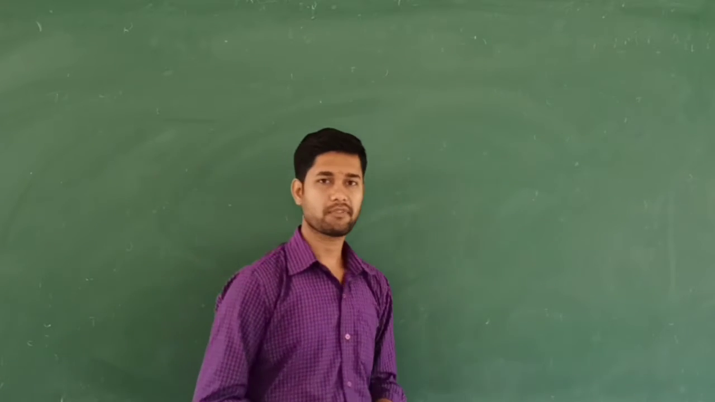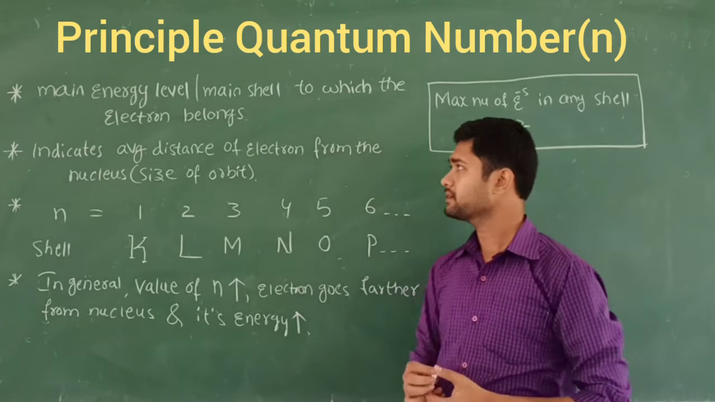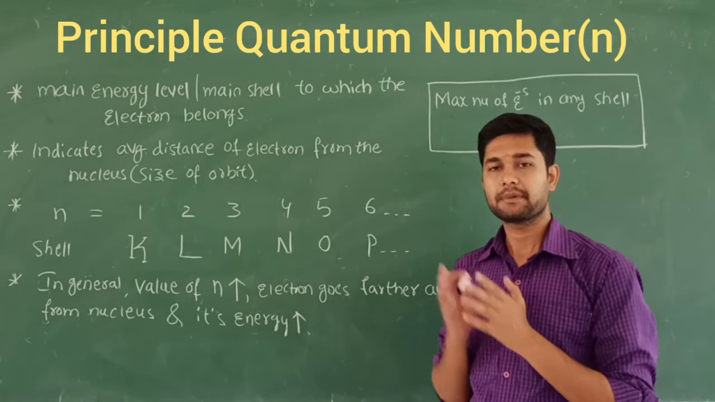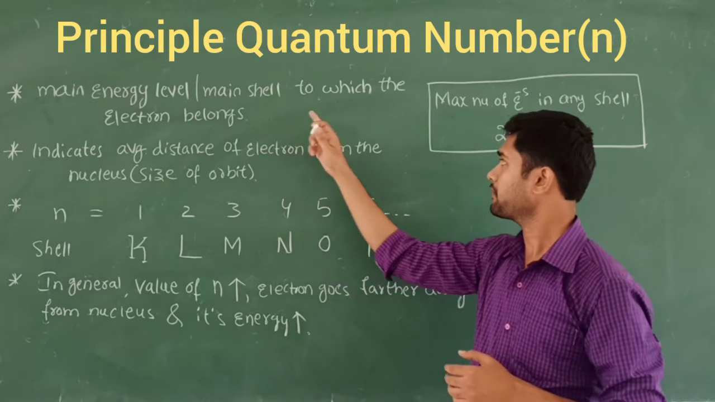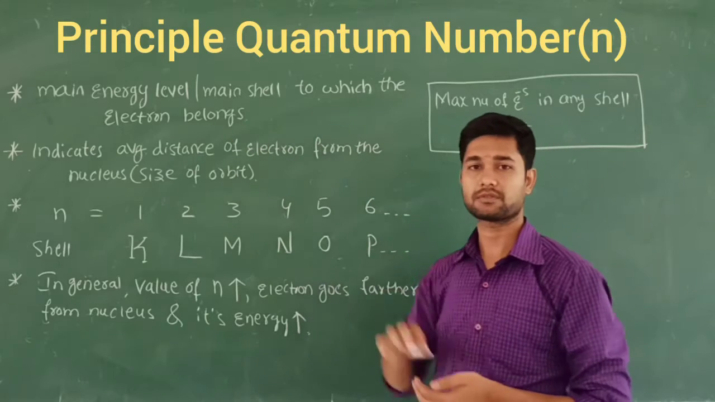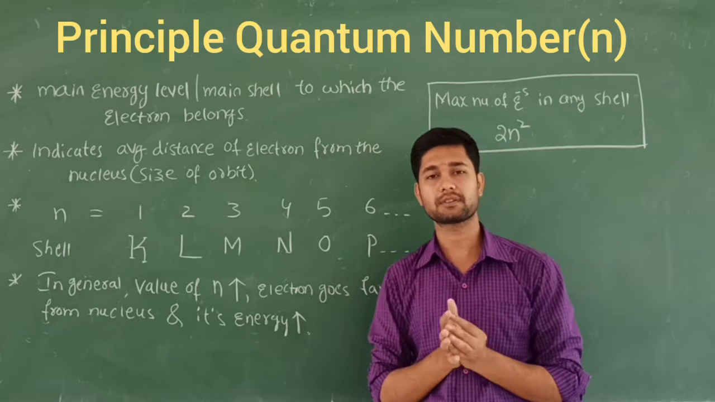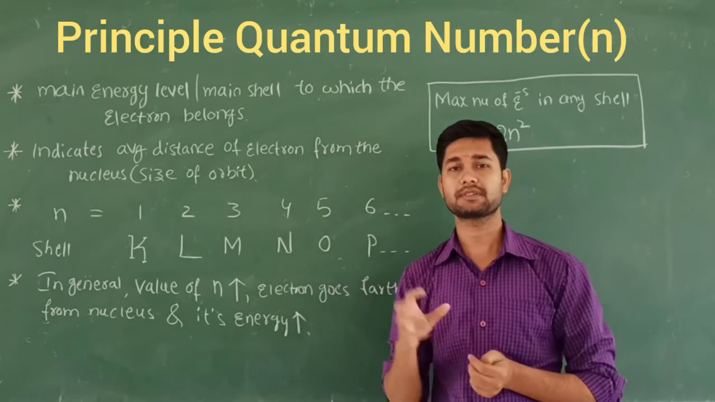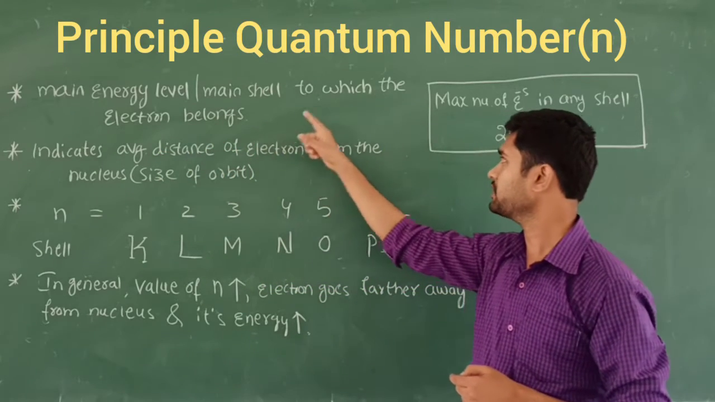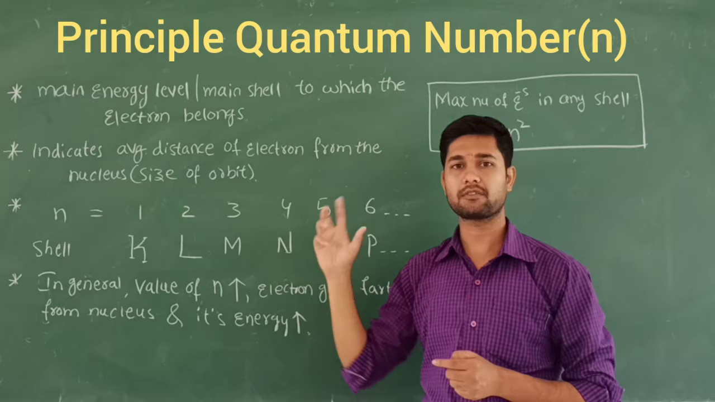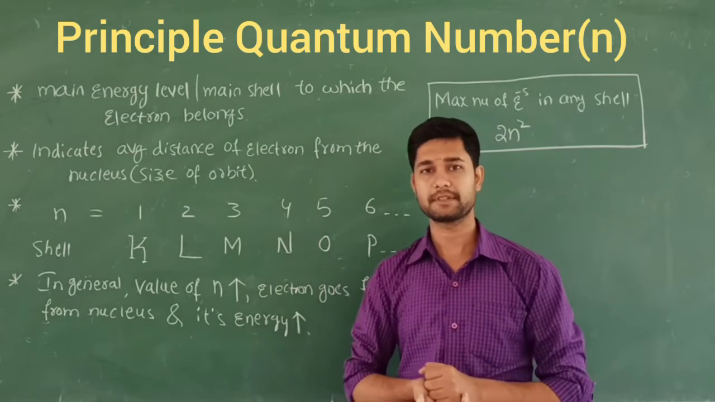So let us discuss the first one, the principal quantum number. Let us see the points one by one. Mainly, the principal quantum number indicates the main energy level or main shell to which the electron belongs. This is very important. The quantum numbers are the pillars or the basement for the electrons filling in the respective orbitals. This is a very important concept. So it indicates the main energy level and main shell to which the electron belongs. Where the electron belongs, that is the respective shell, which is studied by the principal quantum number.